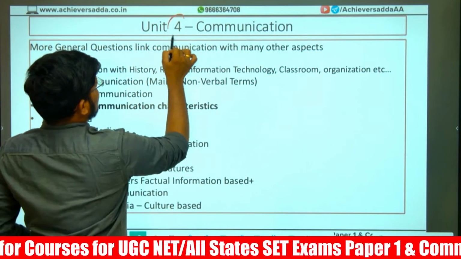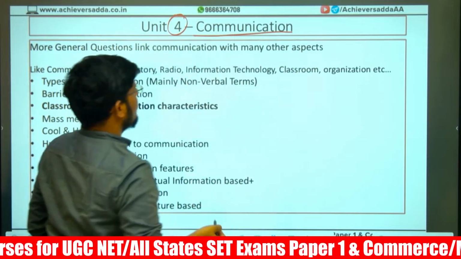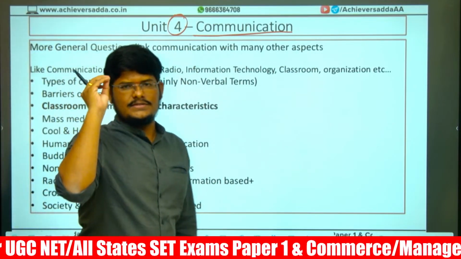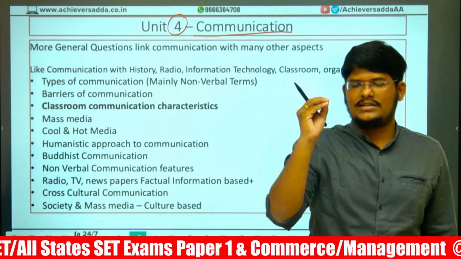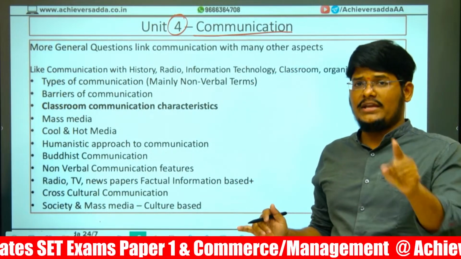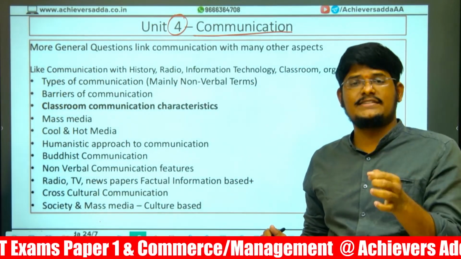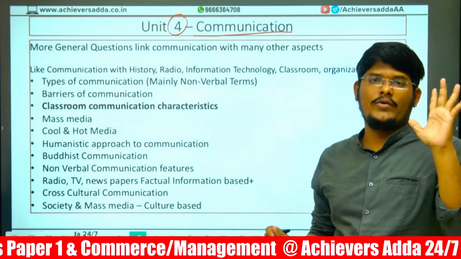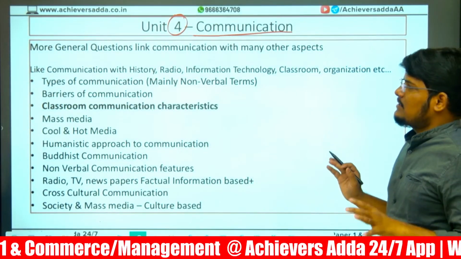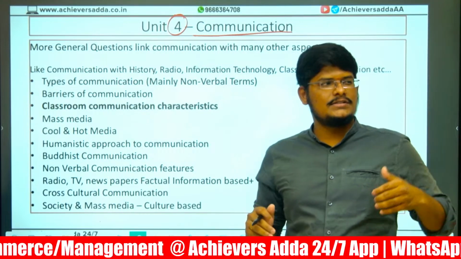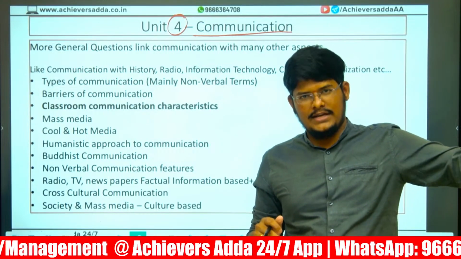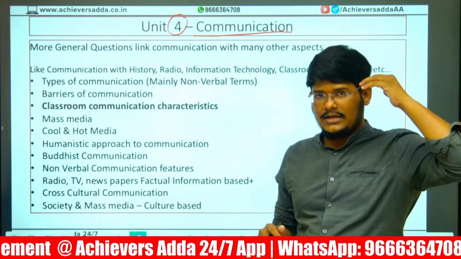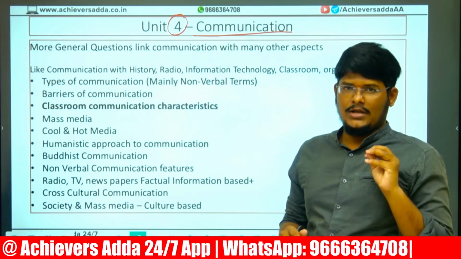Unit 4, communication. Communication is the most liberal unit to get the 5x5 question. Communication and ICT are the two units. It's a cakewalk. Laddu questions will come, because communication questions are generally about how we use it in our day-to-day life. If you can link it properly by reading the question, you will be able to answer.